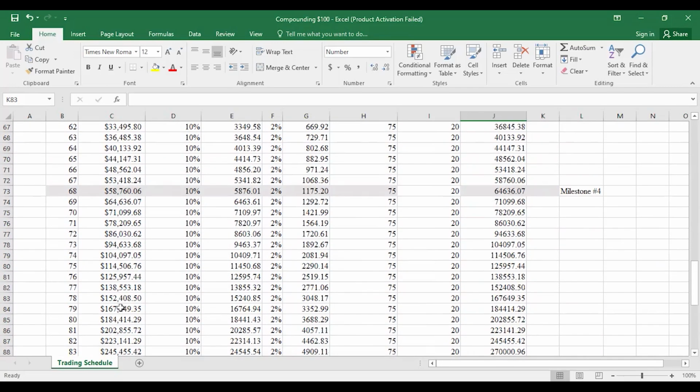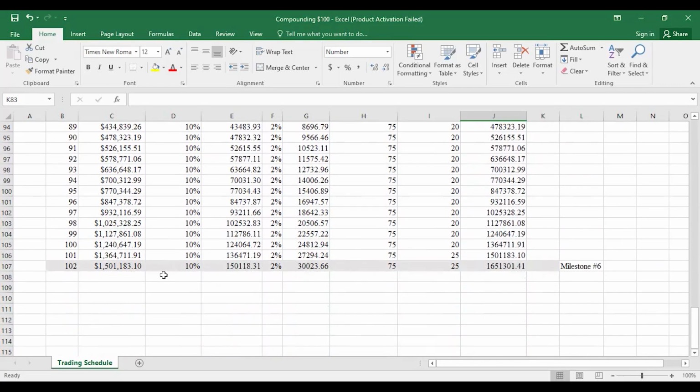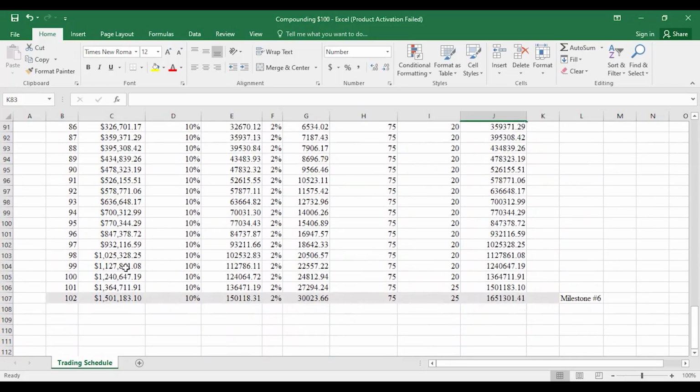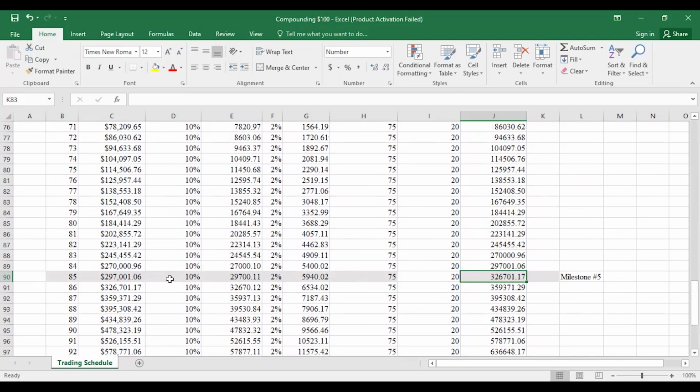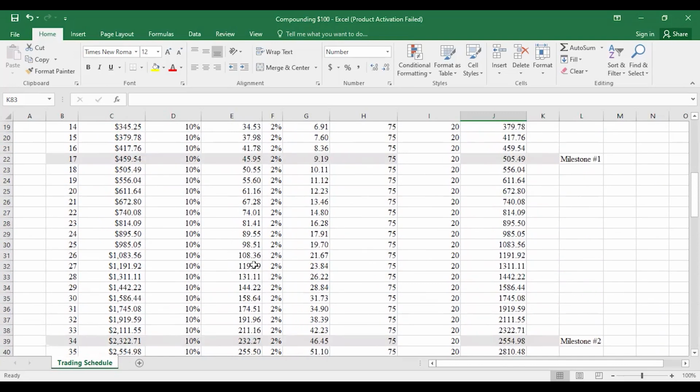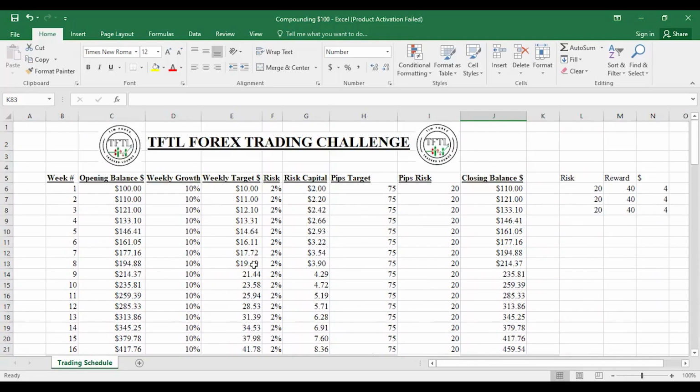For advanced traders, they can comfortably achieve this. But for beginners or intermediate traders, it might take quite some time. So just accept the kind of trader you are, and give yourself a realistic time. Maybe 2 to 3 years is quite realistic, and you can achieve that. Okay, so that's how you can grow your $100 account.